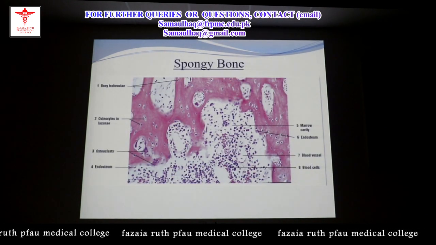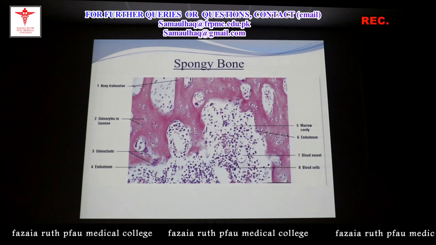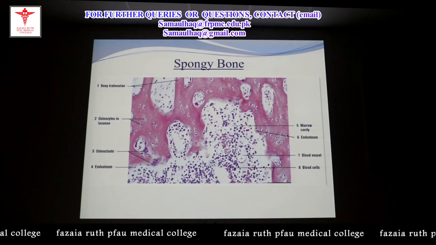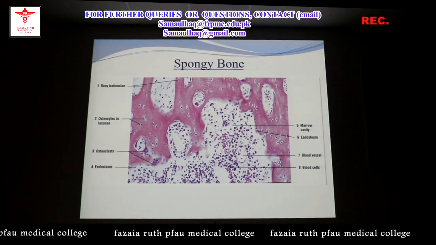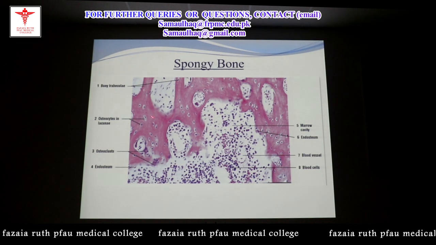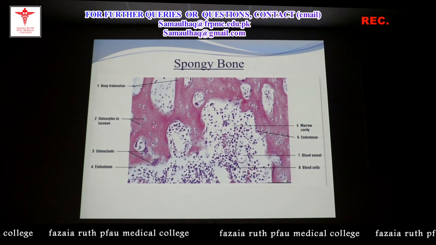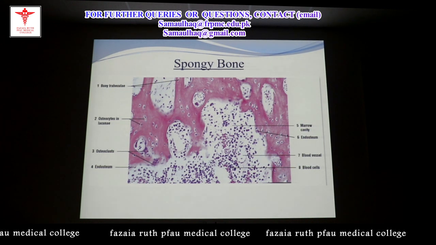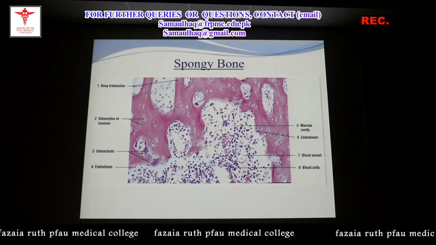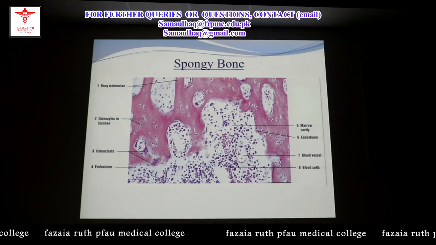So this is another enlarged view of the spongy bone, which is showing the marrow cavity, a red marrow, along with the trabeculae, and in between trabeculae we can see the lacunae and osteocytes present there, making the system which is known as the Haversian system.